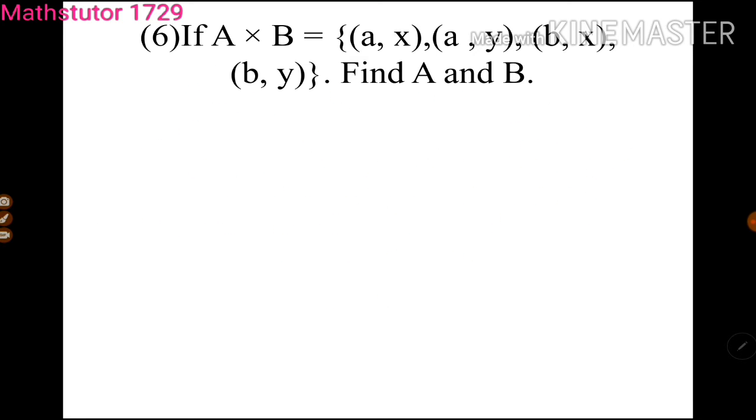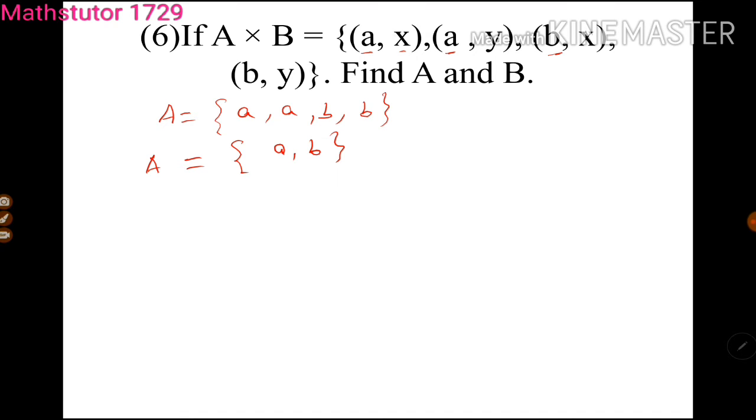Now if A cross B is equal to the set of ordered pairs a comma x, a comma y, b comma x and b comma y, find the sets A and B. We know very well the first components come from the set A and the second components come from the set B. So write the first components as set A. What are the first components here? a. This is also a. Here b. Here b. But in roster form, we should take the repeated element one time. So A is equal to a comma b.